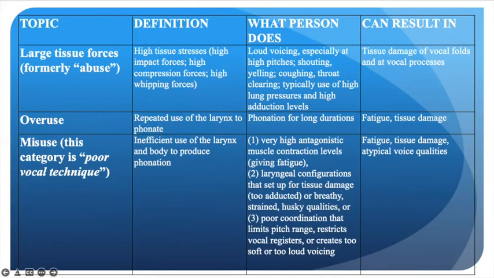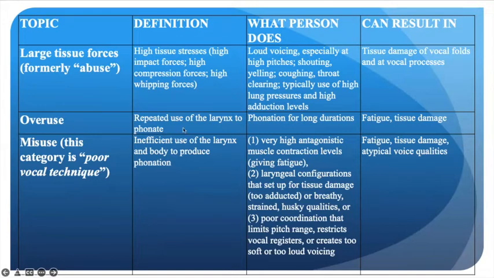These are some definitions here. So abuse, sometimes it's referred to as large tissue forces, but some folks don't like that term. I have no problem with it because that's what you're doing. You're abusing your voice. So this is high tissue stresses, high impact forces. And when you abuse your voice, you're using it loudly, at high pitches, shouting, yelling, coughing, throat clearing, at high lung pressure and adduction levels. And it results in tissue damage of the vocal folds and at vocal processes.